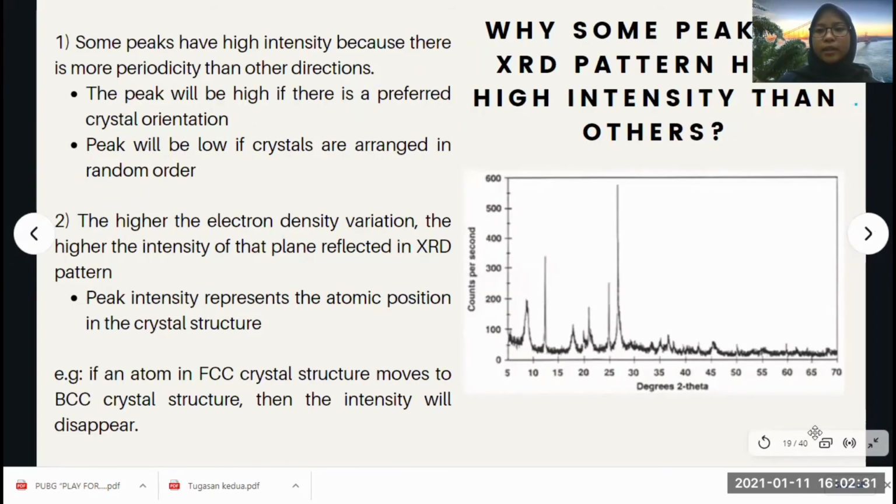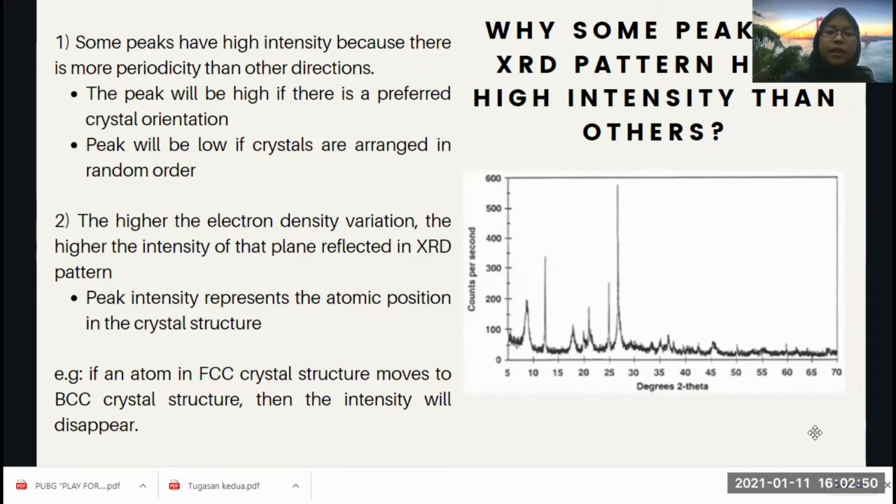So why do some peaks in an X-ray diffraction pattern have higher intensity than others? First, some peaks have high intensity because there is more periodicity than in other directions. The peak will be high if there is preferred crystal orientation. The peak will be low if crystals are arranged in random order.